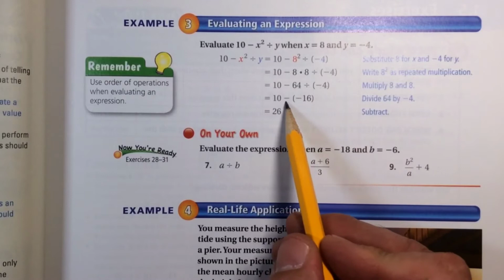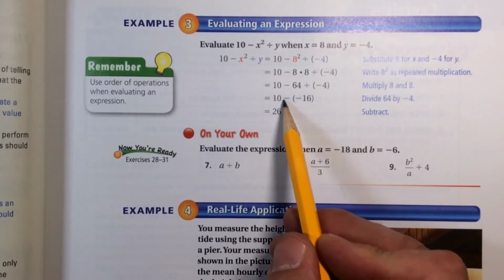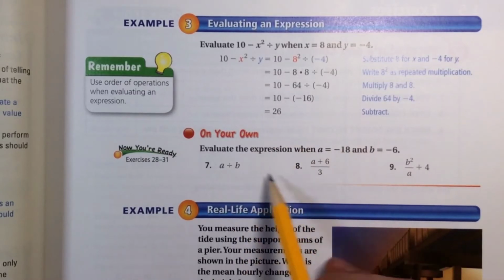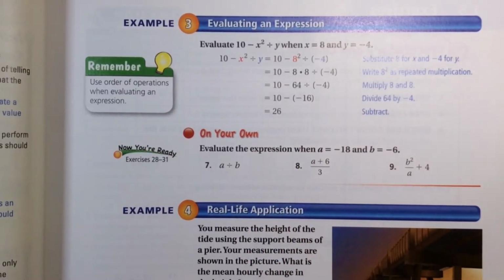So now I have 10 minus negative 16. Of course, I make that a big plus. 10 plus 16 is 26. Let's try a couple of these.